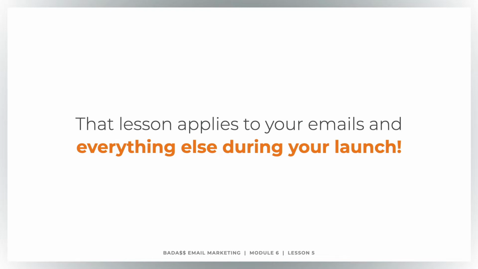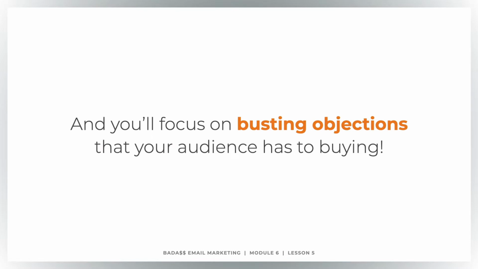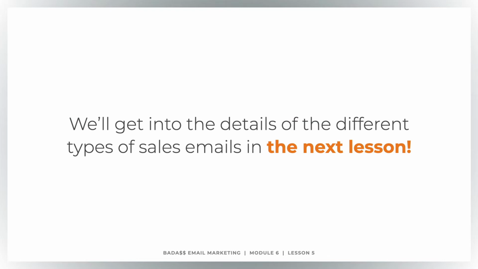So in the emails you're going to send during your sales sequence, you'll focus on the benefits for your audience, the costs of inaction, case studies, urgency, scarcity, and other conversion techniques. And you'll focus on busting objections that your audience has to buying. We'll get into the details of the different types of sales emails in the next lesson. We're going to go deep on each of those different kinds, but I want you to understand that this is about converting, convincing them about the benefits, about all of the reasons why they want to sign up, and why it will really transform their lives or their businesses. So that's what you're going to be doing.